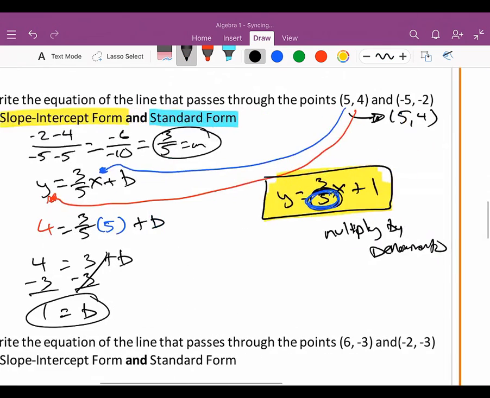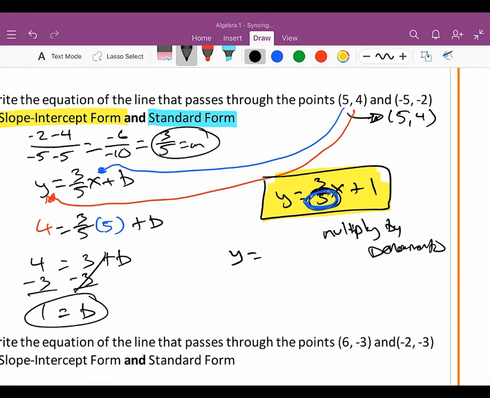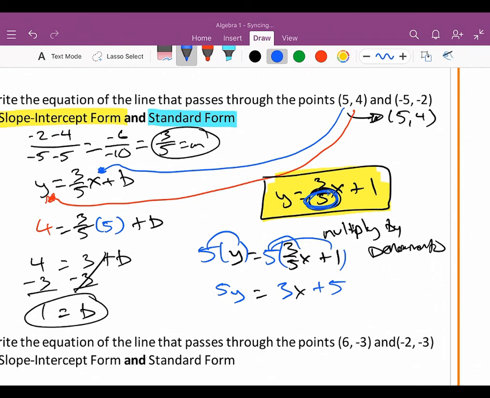So what I mean is, y equals 3/5 x plus 1. The y gets multiplied by 5. Everything here grouped together gets multiplied by 5. So 5 times y, 5y equals 5 times 3/5 x. If you multiply by the denominator, it just becomes a 3x. And then 5 times 1 is 5, so it's plus 5.